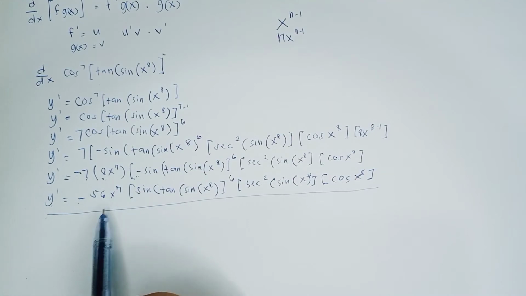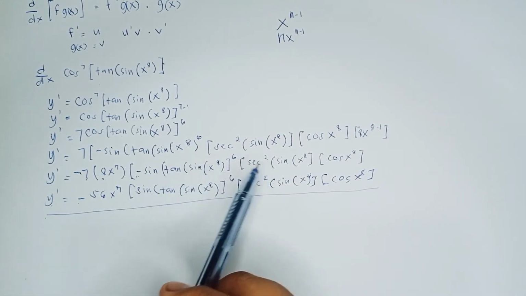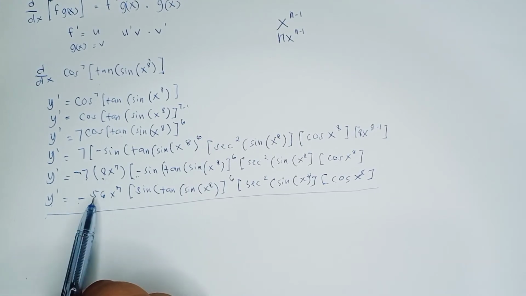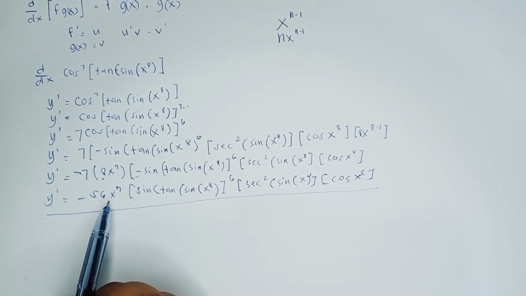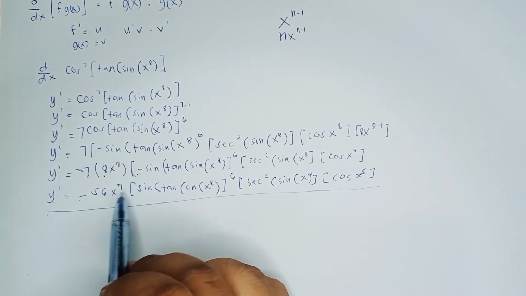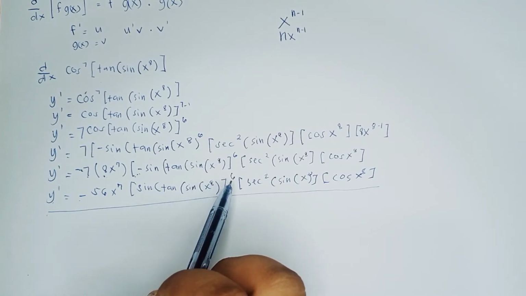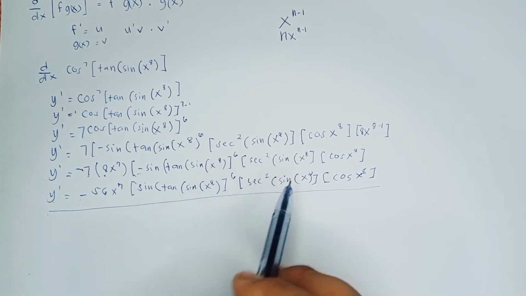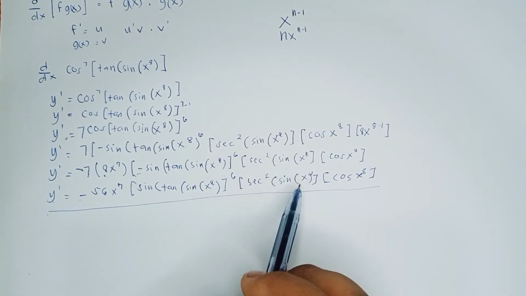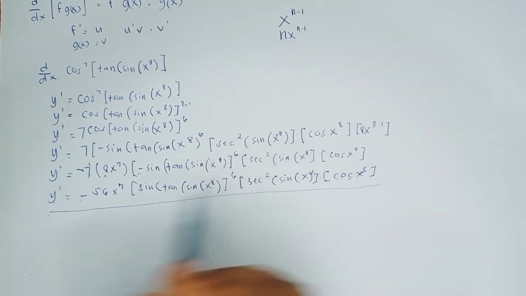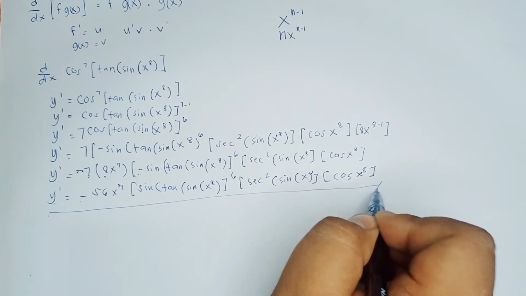Next, copy all of this equation. After that, distribute the negative 7 to 8 to get the negative 56x raised to 7. And copy tan sine x raised to 8 raised to 6, secant squared sine x raised to 8 cosine x raised to 8. So this will be our answer in the problem.